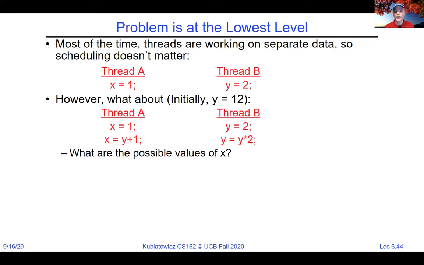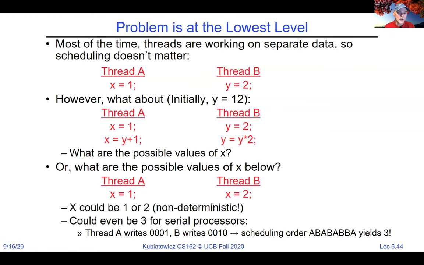And the question might be, what are the possible values of X? They could vary quite widely. You could have x equal to 1, you could have x equal to 3, et cetera. Many options in here depending on how the threads are interleaved. So that's not good. Or what about this?